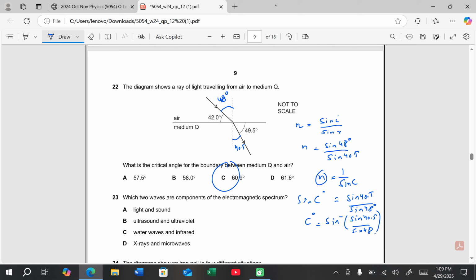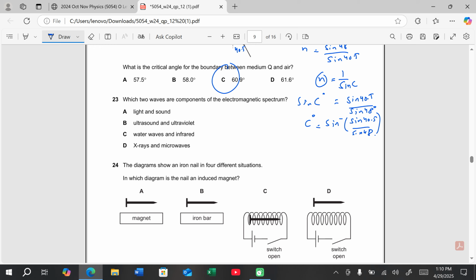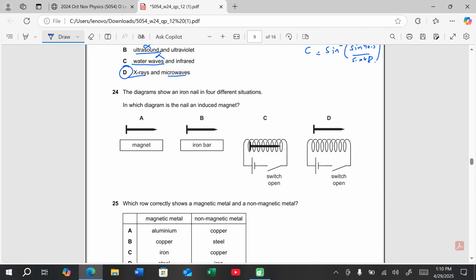Next, two waves are components of the electromagnetic spectrum. It says light and sound. Sounds are never electromagnetic waves. They are longitudinal waves. All electromagnetic waves are transverse waves. That's also wrong. B is ultrasound. Water waves are also not part of this. So X-rays and microwaves, D is the right answer. And 24, it says which diagram shows the nail is an induced magnet, cannot be induced by an iron bar. Switch open, so that's magnet.